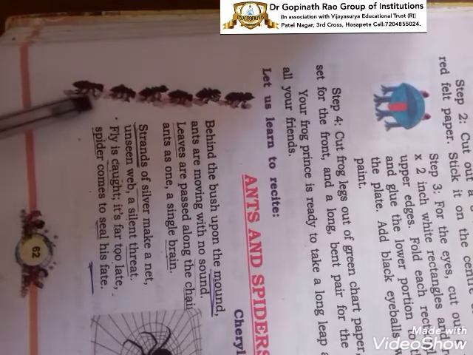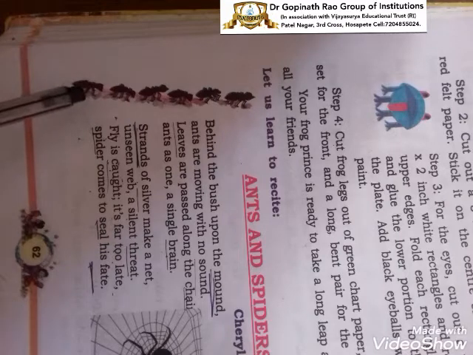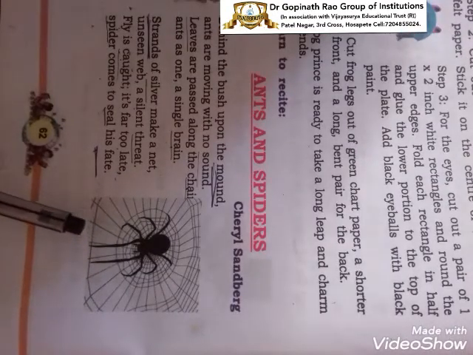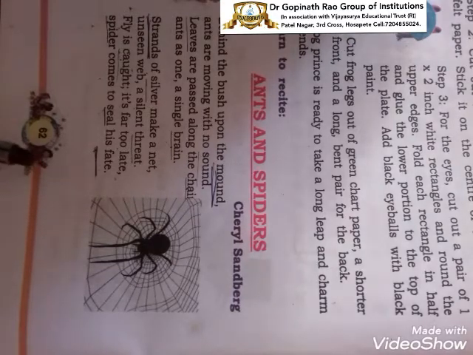These are called ants. You have two colors of ants: one is red, another is black. And you know, this is a spider. You see it in your house, at the top, in the corner. How does the spider make its house? Spider makes the nest. How does it make the web? You have to read this poem and I'm going to explain it.